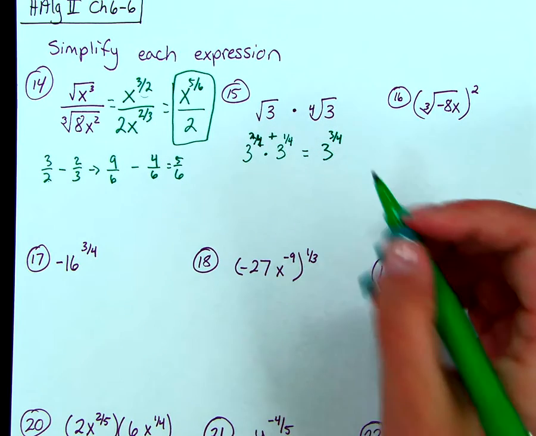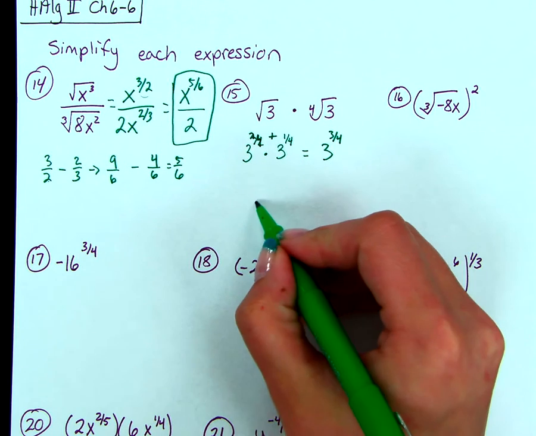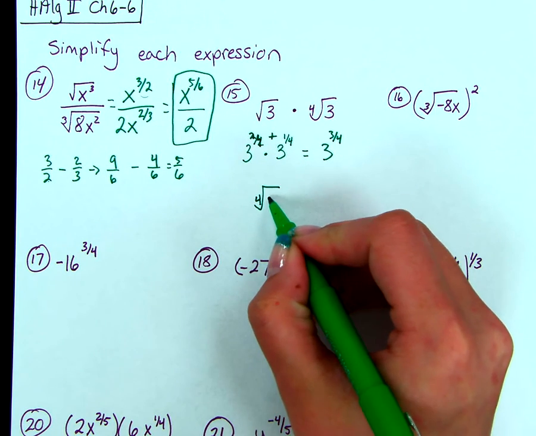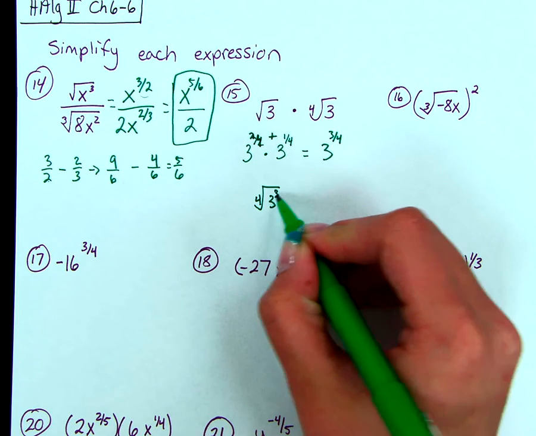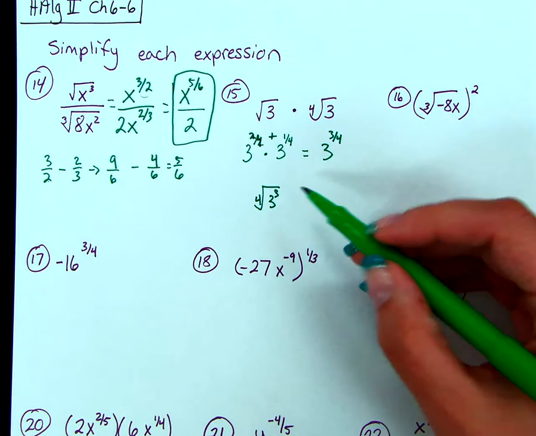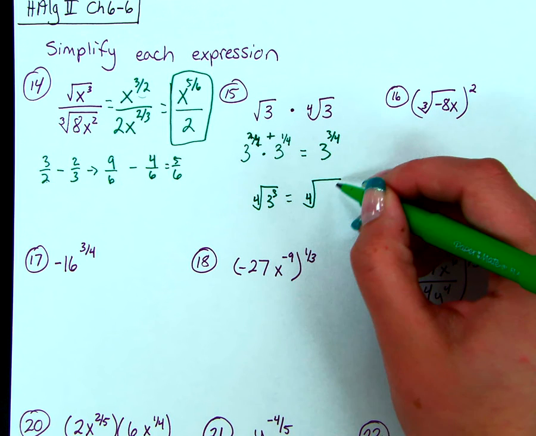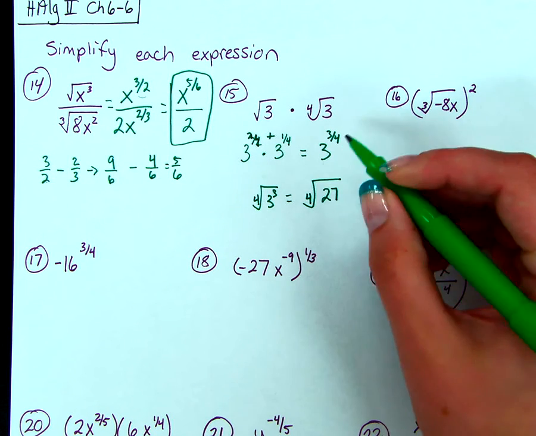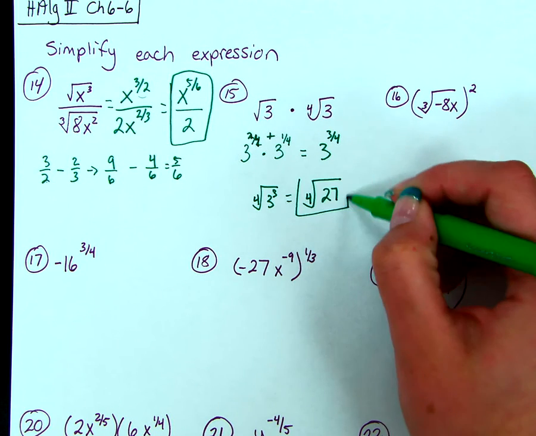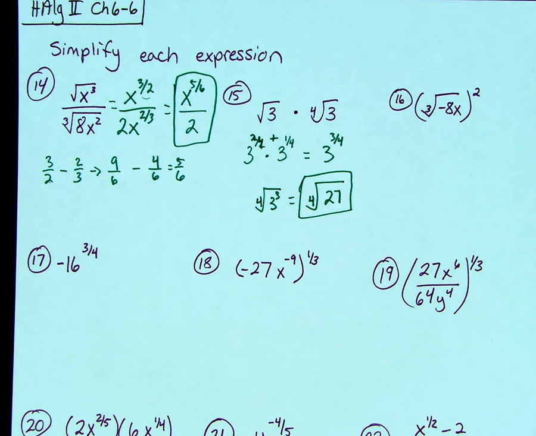And then we just simplify. So we're going to change to radical form again. So 4th root of 3 cubed, and we can't take the 4th root of 3, so I'm going to put the power on the inside, and then we just simplify again. So we will have the 4th root of 27, which is what 3 cubed is. So that is our final simplified answer.